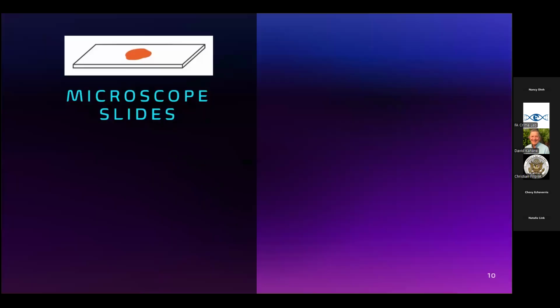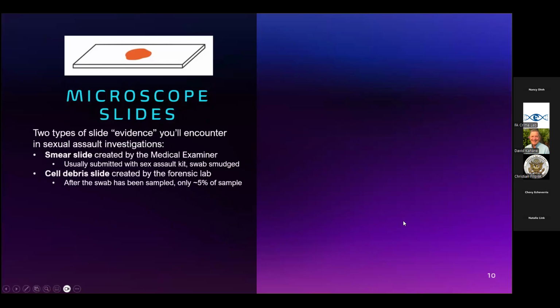Before we jump into this last consumption-related case, I want to quickly discuss microscope slides. There are two types of slide evidence that you typically encounter in sexual assault investigations. There's smear slides, which are created by the medical examiner. Typically during the sexual assault exam, the swab is collected from the victim or the complainant, and then they'll take that fresh swab and essentially smudge it onto a slide. So that's a smear slide.